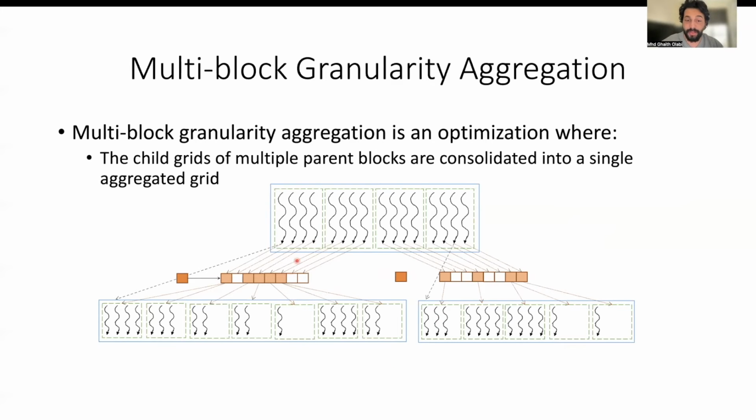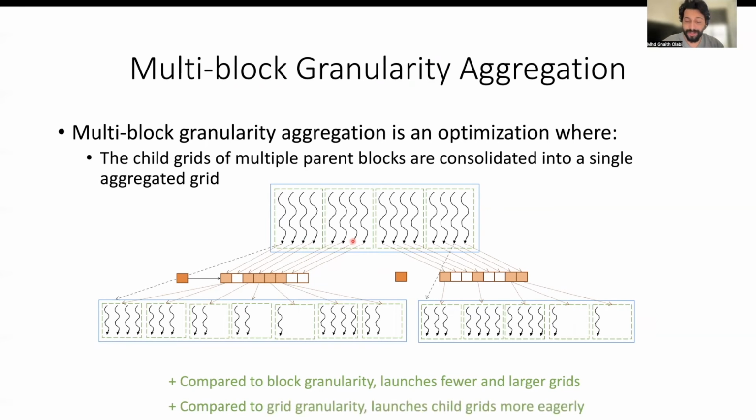Here we highlight that we do this aggregation at multi-block granularity, and when we compare it with previous work, namely block granularity, with block granularity each block would have at most one dynamic launch, whereas here we are launching fewer and larger grids, because we are consolidating at the level of multiple blocks. In this particular example, we are consolidating for 2 parent blocks.